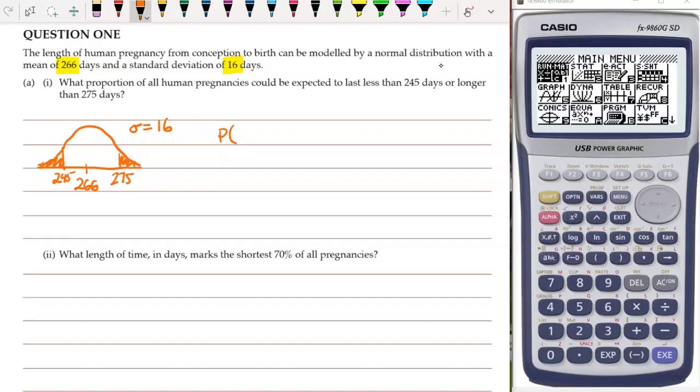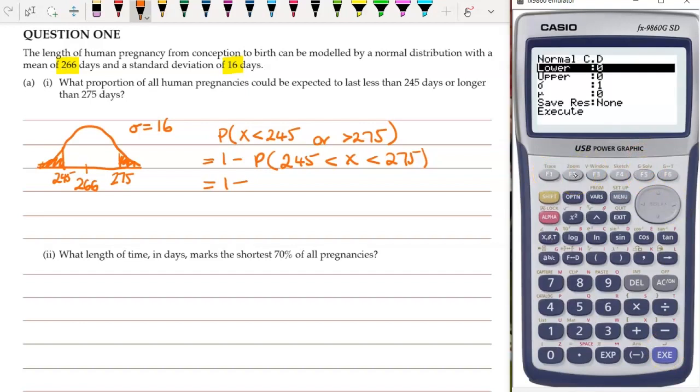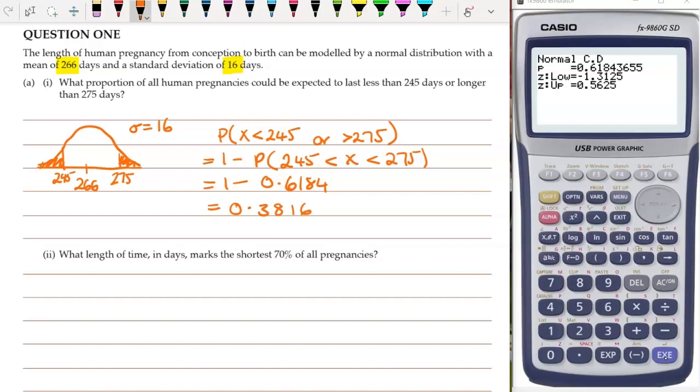275. So the probability that x is less than 245 or more than 275 is equal to 1 minus the probability that it's in between those numbers. And that's what is easiest to do on the calculator. So we'll do 1 minus. We're going to our stats menu, distributions, normal, cumulative. The lower limit is 245. The upper limit is 275. Sigma is 16, and the mean is 266. So that is 0.6184. And if we do 1 minus, that is 0.3816.